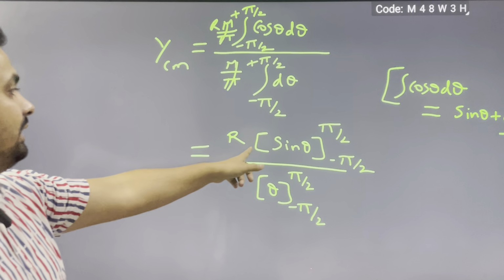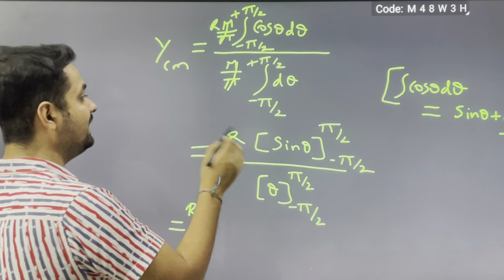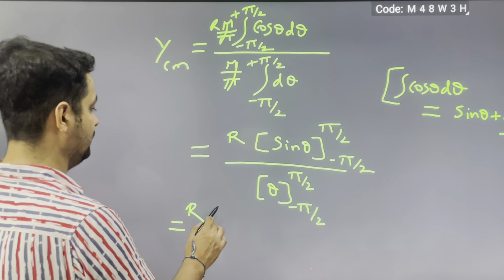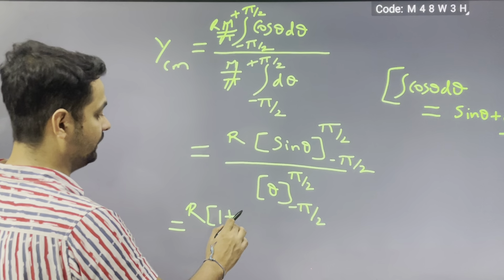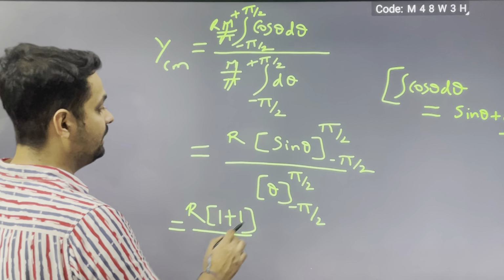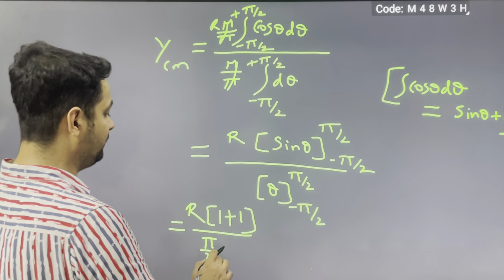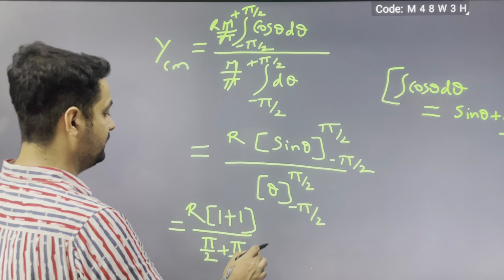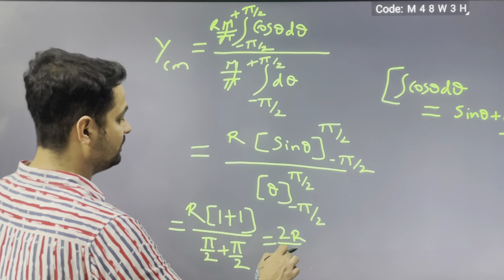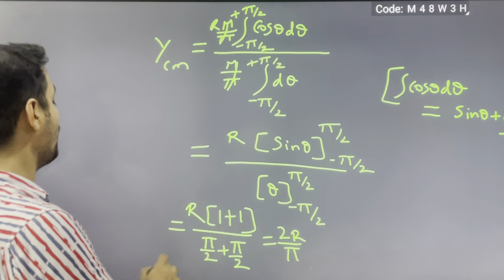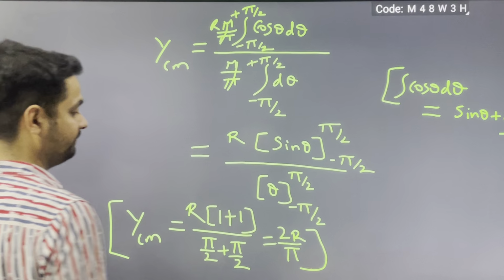Here we will put the values. So finally we will get r times sine 90 degrees, whose value is 1, minus sine of minus 90, minus sine theta, so it will be 1 plus 1. We divide by pi by 2 minus minus pi by 2, that is plus pi by 2. Correct? So here it will be 2r divided by pi by 2 plus pi by 2, the addition, which is pi. So we will get the y center of mass as 2r by pi.